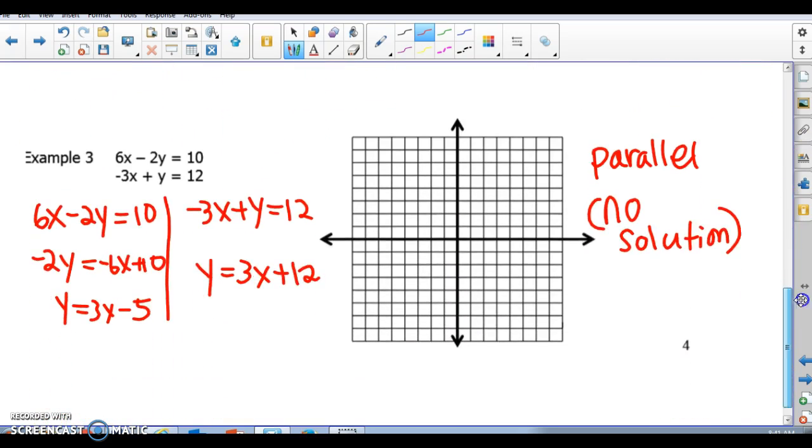Same thing for example 3. I didn't even get to graph example 3, but I can see it. y equals 3x minus 5 and y equals 3x plus 12. They have the same slope of 3 and different y-intercepts of -5 and +12. So those two lines are parallel, and therefore there are no solutions.